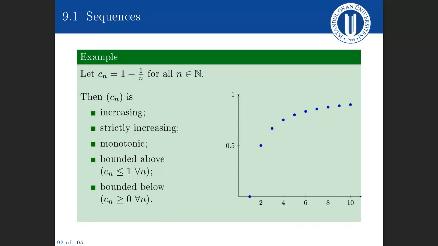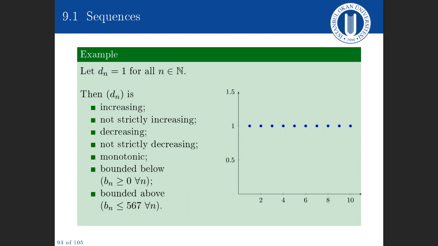This sequence is increasing and strictly increasing. It's monotonic, it's bounded above, and it's bounded below. And this sequence is increasing, because the definition of increasing had less than or equal to, but it's not strictly increasing. This sequence is decreasing, but not strictly decreasing. It's monotonic, bounded below, and bounded above.